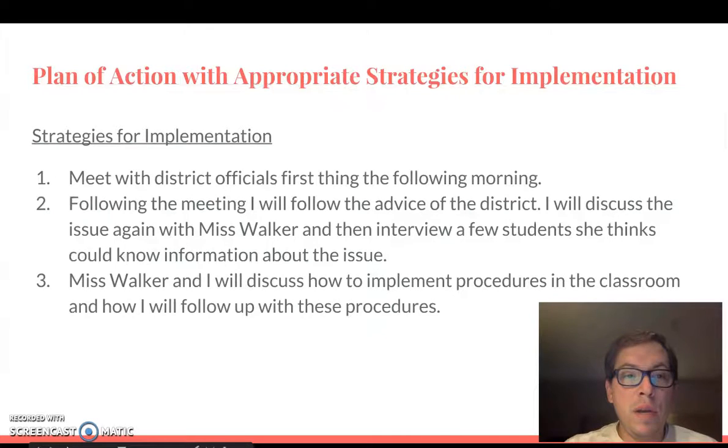My strategy for implementing this is to first meet with district officials first thing in the morning the next day. And following that meeting, I will follow the advice of the district. I'll discuss the issue with Miss Walker and then interview a few students she thinks could know information about the issue. Lastly, Miss Walker and I will discuss how to implement procedures in her classroom and how I'm going to follow up as the building leader in making sure these procedures are implemented.